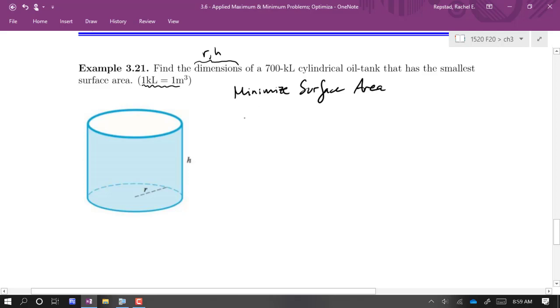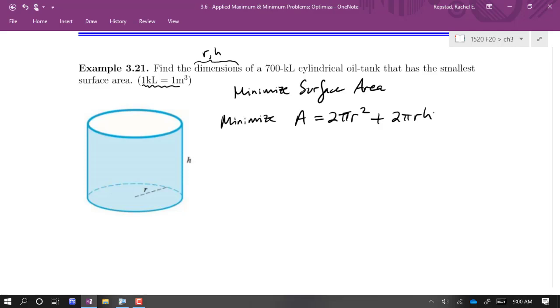We know that for the surface area, there's a solid top and bottom. Those are both circles, so that's 2 pi r squared, right? The top and the bottom are each pi r squared, plus we need the area around. You might need to look this up, but we call that the lateral surface area, the area around the cylinder, and that is 2 pi r h. So we want to minimize that. Now we have the function that we want to minimize.